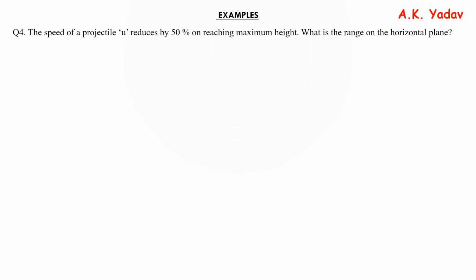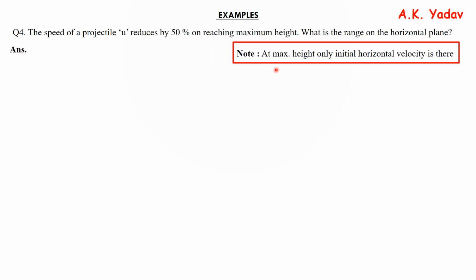Now let us do a few examples to understand the concept better. Question number 4, the speed of a projectile, which is u, reduces by 50% on reaching maximum height. What is the range on the horizontal plane? Now, at maximum height, only the initial horizontal velocity is present. So at maximum height, according to the question, the velocity reduces by 50%, that is u by 2, and this is equal to u cos theta. On solving, we get theta is equal to 60 degree.